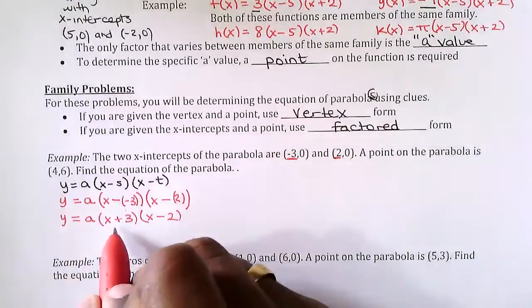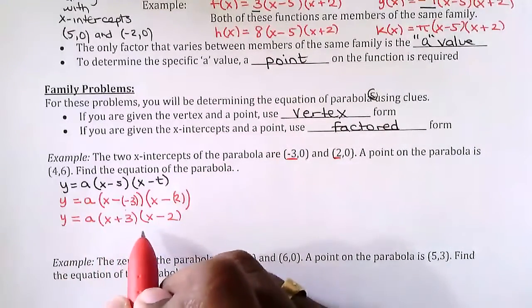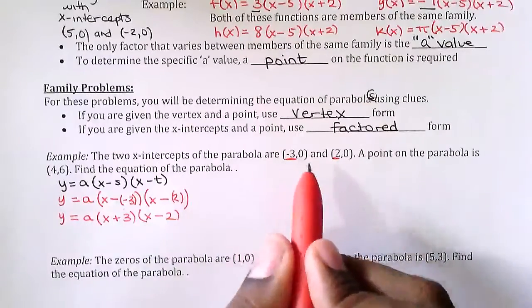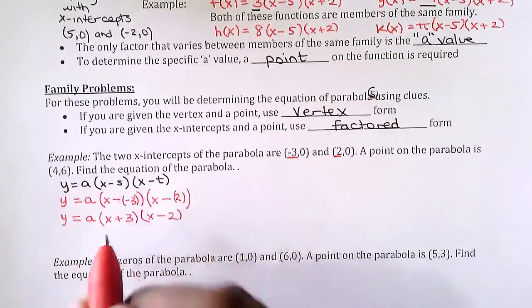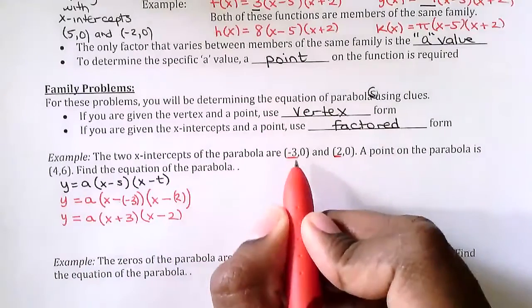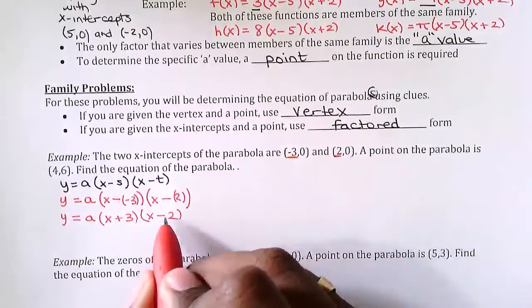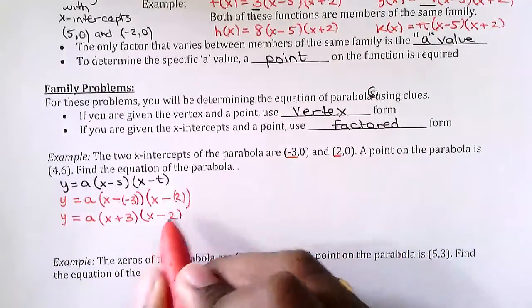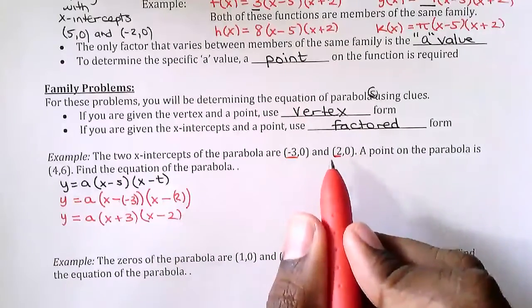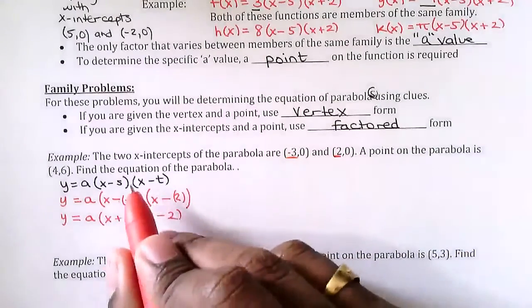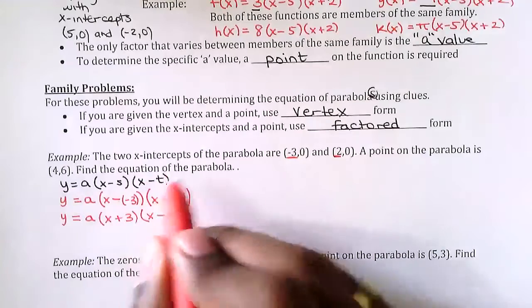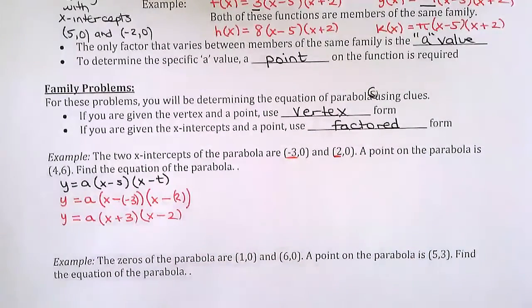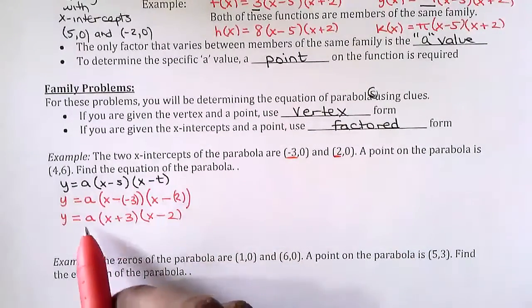You know that the factors in a quadratic equation will be the opposite of the x-intercept. So here I have +3, which makes sense because my x-intercept is at -3. Here I have -2, which makes sense because my x-intercept is at +2. So we were able to determine the s and the t value using the x-intercepts. That's great. But we still haven't figured out this a value.